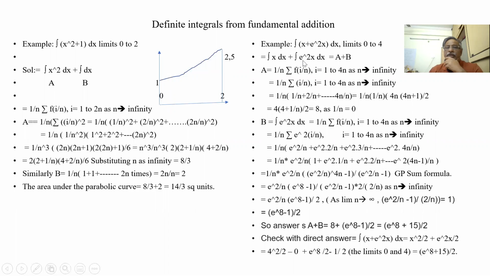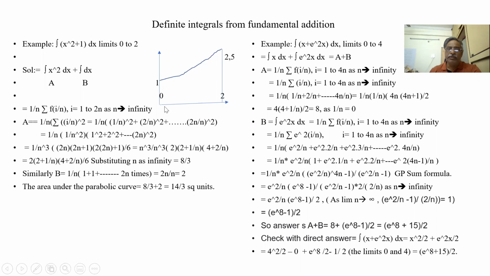So let us see another example. Integral of x plus e to the power of 2x dx, limit 0 to 4. This we know by the integration process, x square by 2 and e to the power of 2x by 2. We know this integration process, but we want to understand it from the fundamental addition. We want to make our concept clear. What is this integration doing fundamentally?